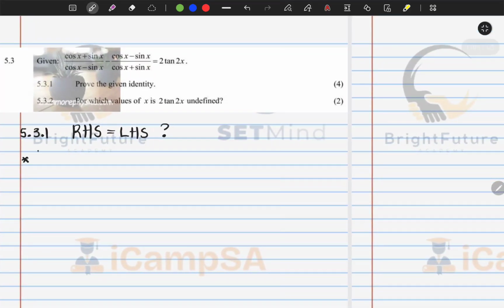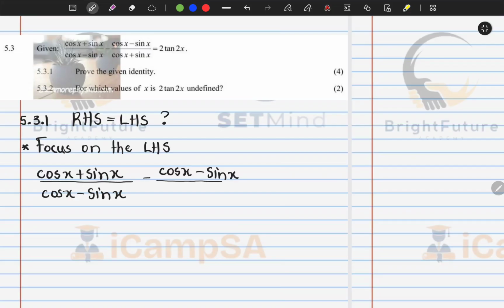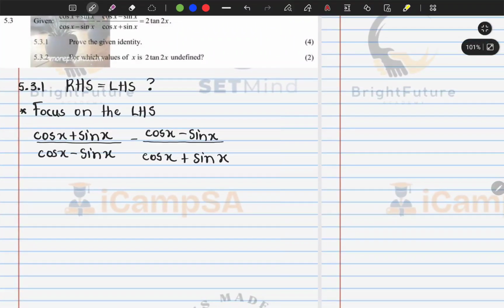So what I usually prefer to do is to focus on the left-hand side. Okay, so let's go ahead and do so. So what we have is cos of x plus sine of x, and this is divided by cos of x minus sine of x, and then minus, if you observe carefully, cos of x minus sine of x divided by cos of x plus sine of x. So what we are going to do here is to make a common denominator.